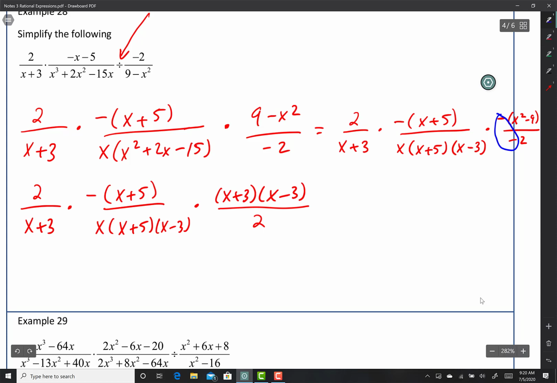All right, here we go. I have a 2 in the numerator and a 2 in the denominator. That's out. I have an x plus 3 in the denominator and an x plus 3 in the numerator.